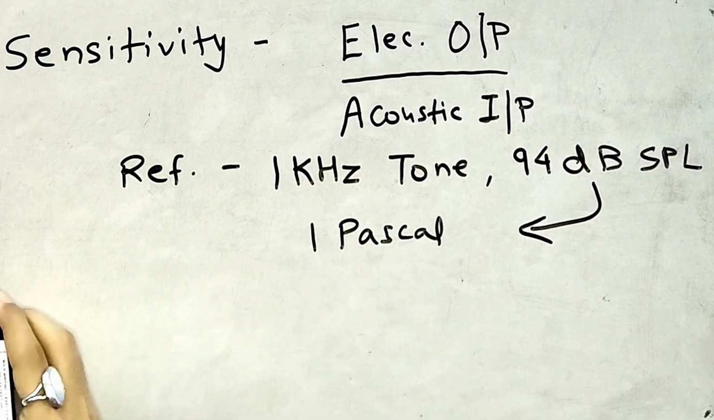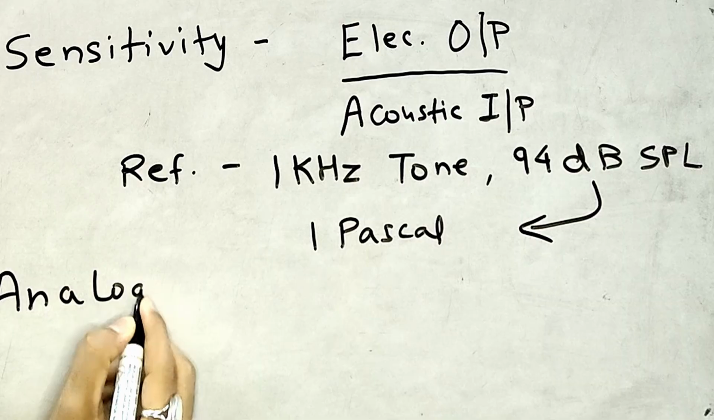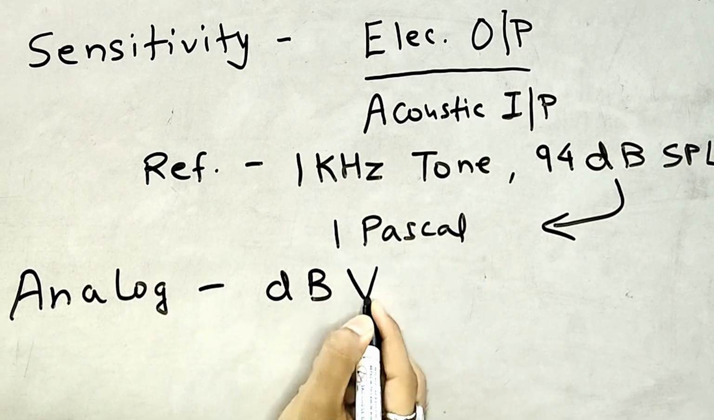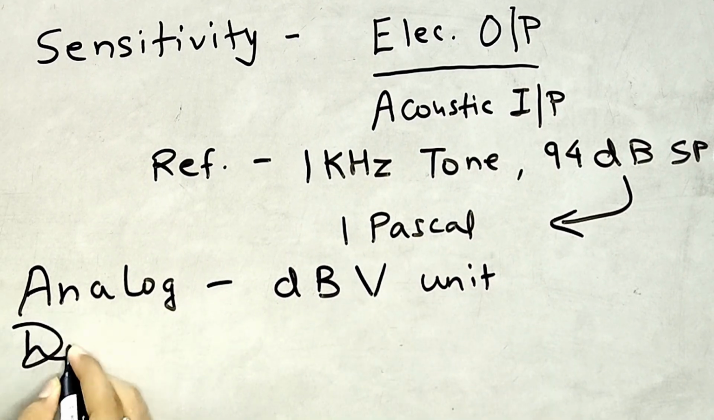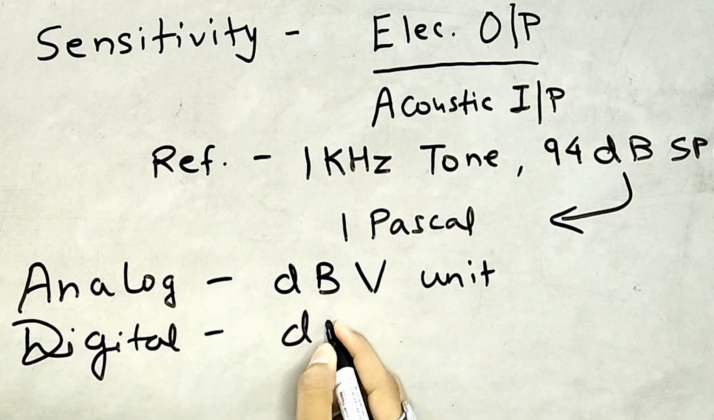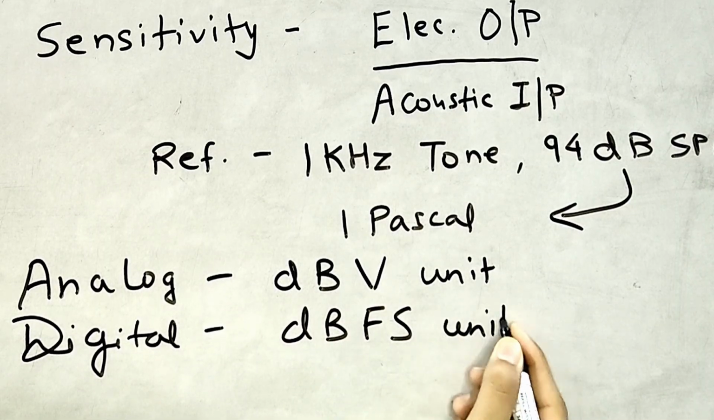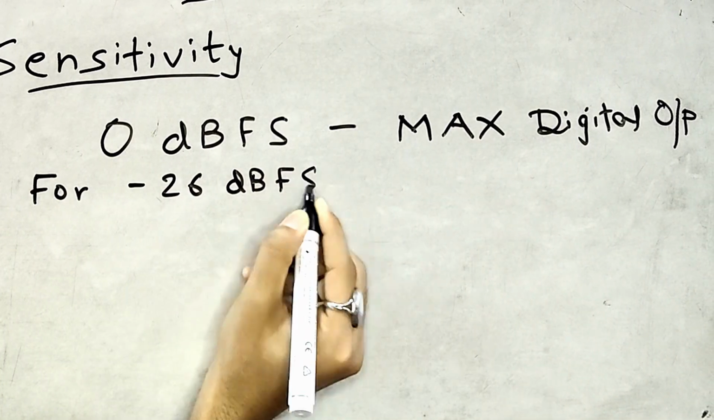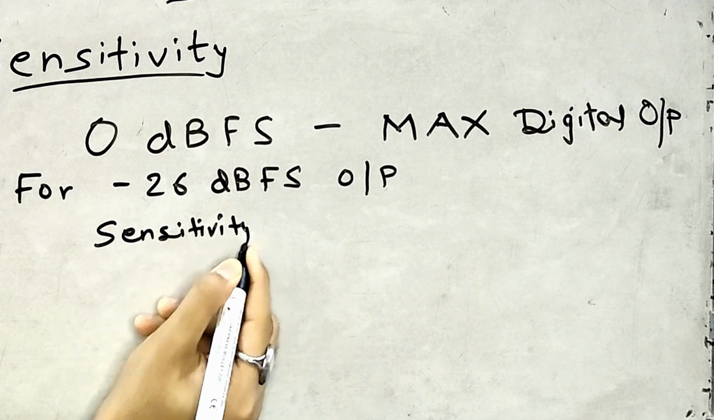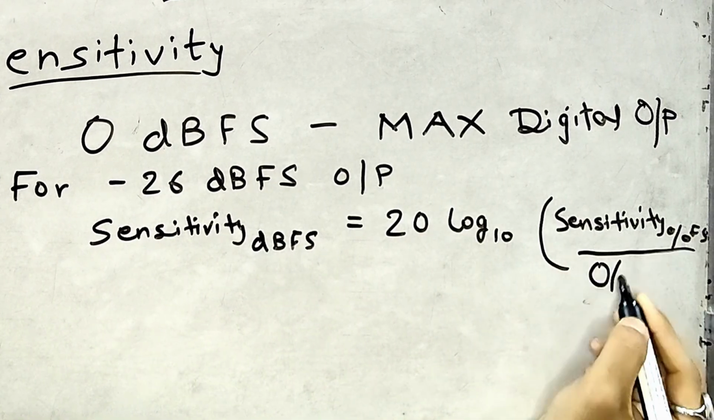For analog mics, the unit for sensitivity is dBV. For digital mics, the unit is dBFS, and dBFS means decibels relative to full scale. 0 dBFS is the absolute maximum digital amplitude the mic can produce.